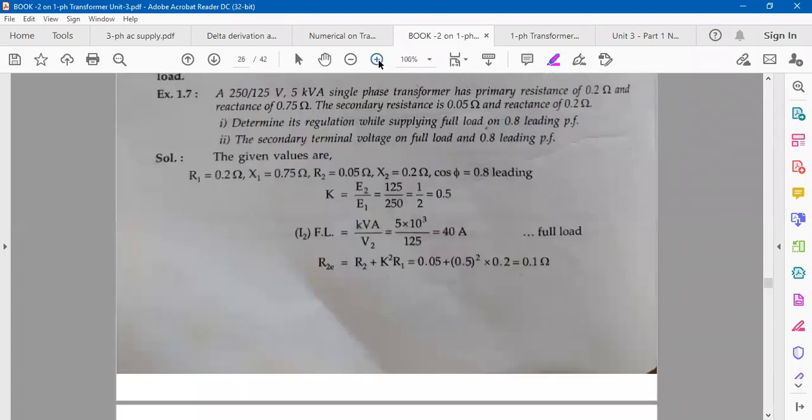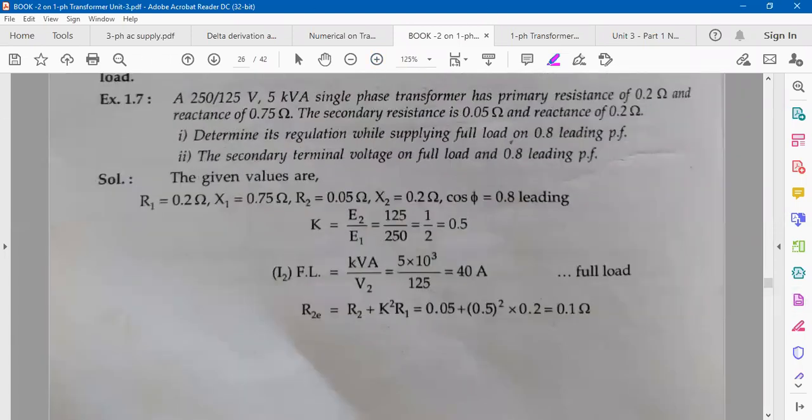This numerical, everyone concentrate. 250 volt / 125 volt means a step down transformer. It is 5 kVA, which means the full load kVA rating is given. Single phase transformer. It has primary resistance 0.2 ohm and reactance 0.75 ohm. So primary winding resistance and reactance are given to you.